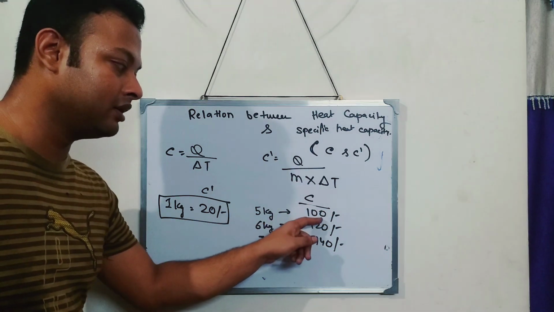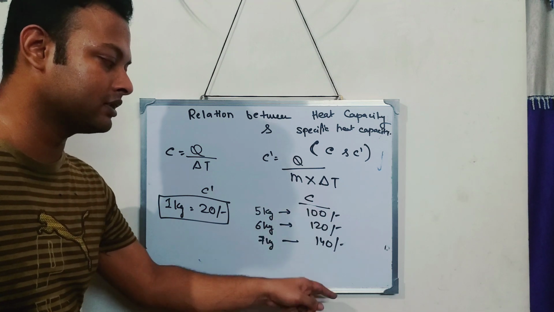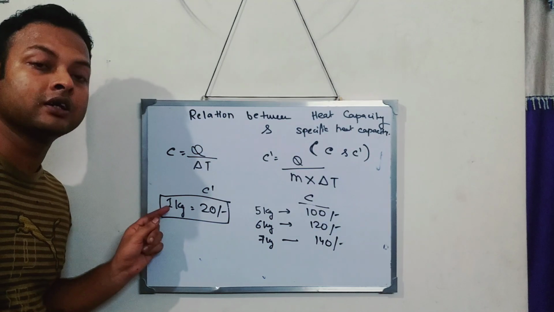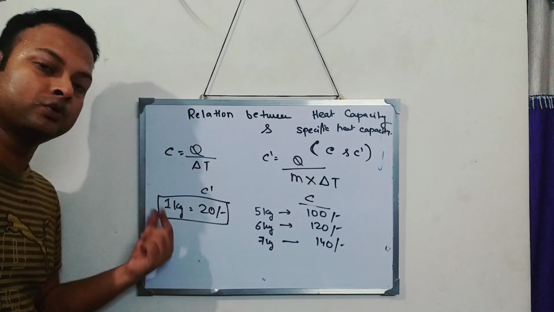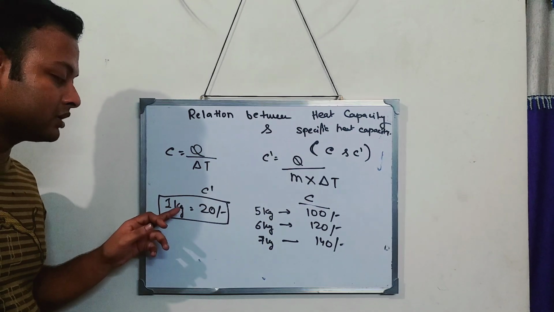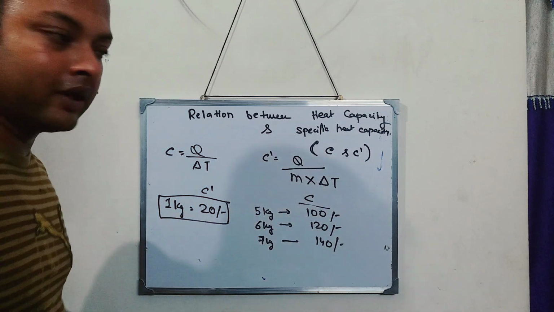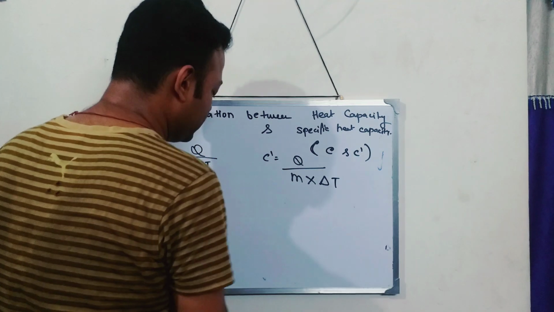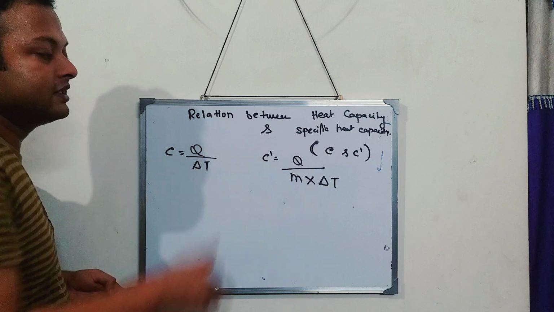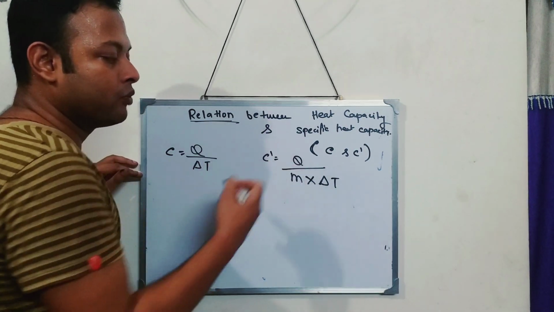So heat capacity depends on mass. As my mass increases, the value also increases. But this value is independent of mass, because the mass is always measured for 1 kg. So 1 kg is 20 rupees, and this value never depends on mass. So this is one way you can get the difference between C and C dash. Now C is this and C dash is this, right? Now I have to establish a relationship between both of them.